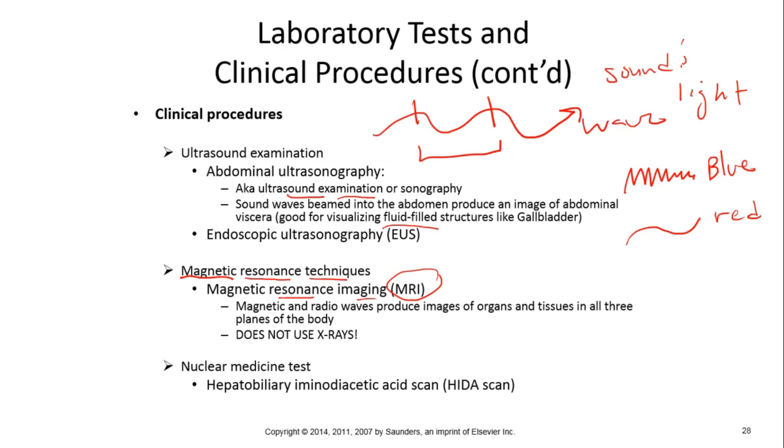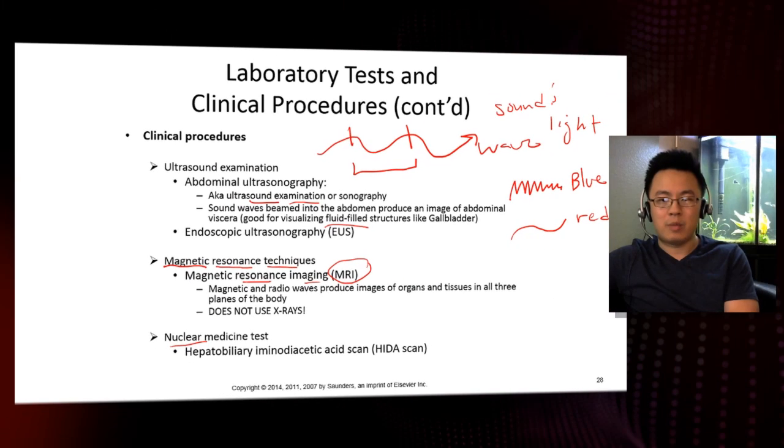And lastly, we do have the nuclear medicine test, hepatobiliary iminodiacetic acid scan, or HIDA scan, which is another type that uses a radioactive imaging procedure that tracks the production and flow of bile from the liver and gallbladder to the intestines.